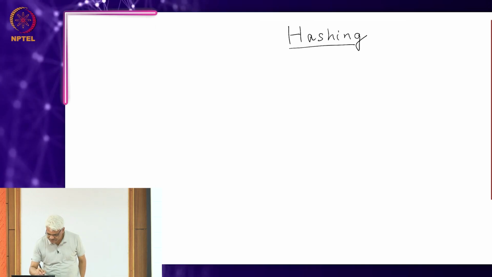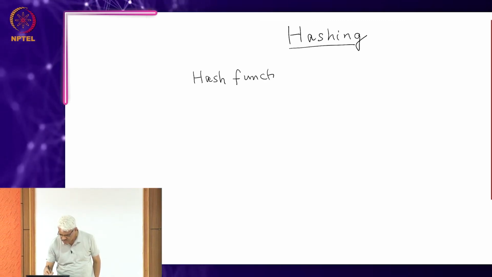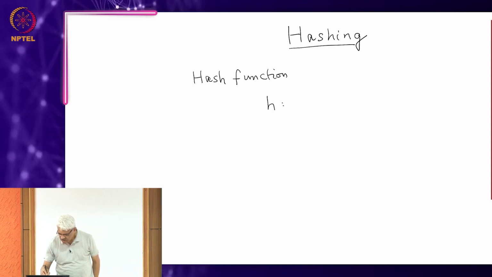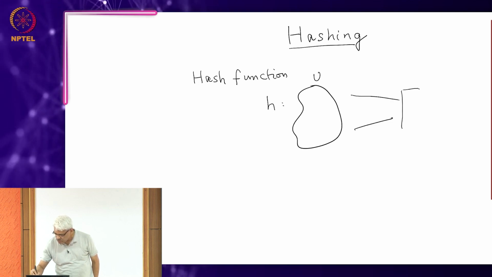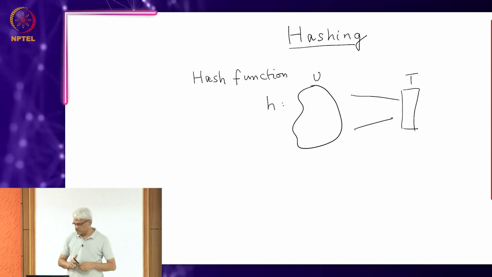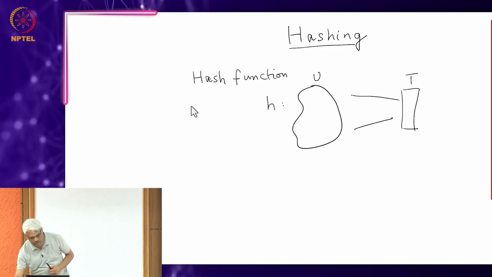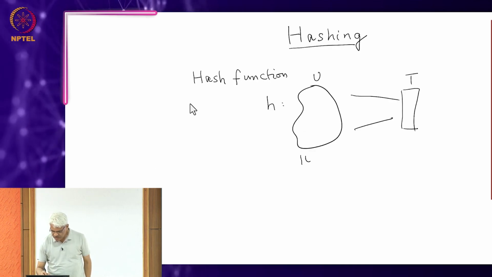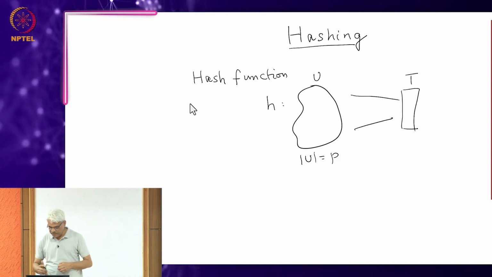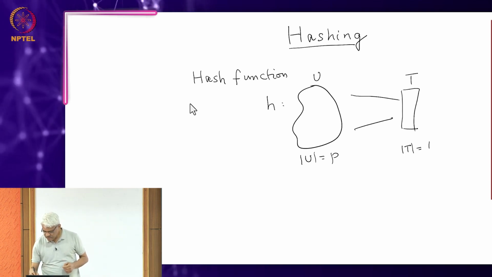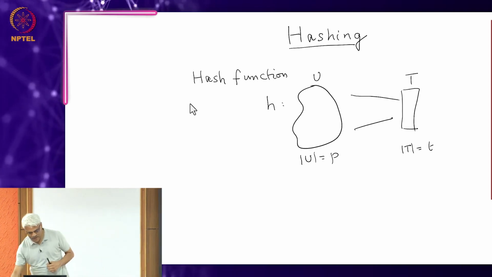So, what is a hash function? It is a function which takes elements from a large universe U and maps them to a small table T. I am going to assume that the size of U is some P. I will tell you in a few minutes why I am calling it P, and the size of the table is T. I do not know if others will use the same notation in the other lectures, but you can do your translation otherwise.